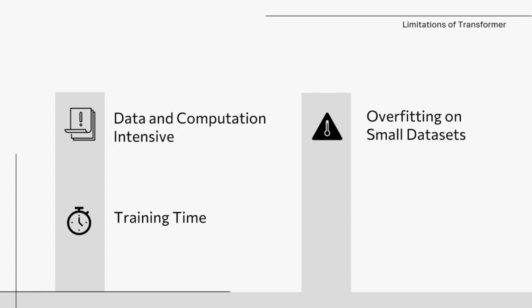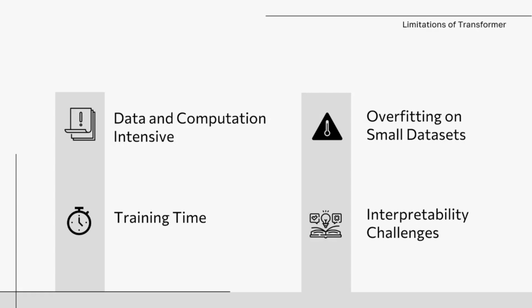Next, transformers can easily overfit on small data sets. Since they have such a large capacity to learn, they can end up memorizing small training sets rather than generalizing well to unseen data. This leads to overfitting, where the model performs perfectly on the training data but fails to generalize to new examples. This is why transformers need vast amounts of data to work well. Otherwise, they risk becoming too specific to the training set.